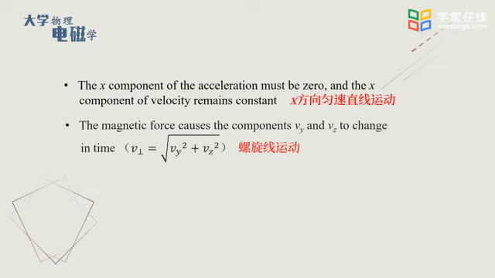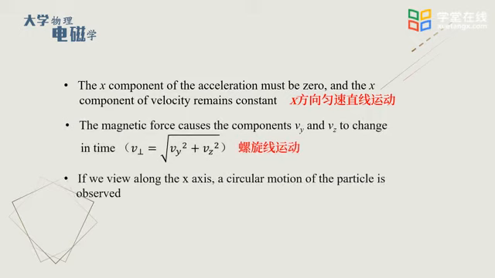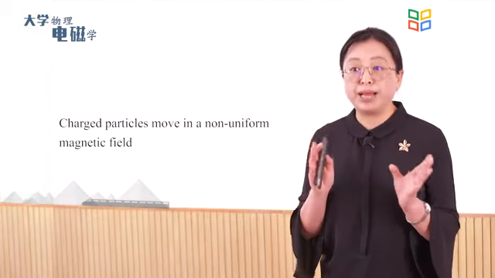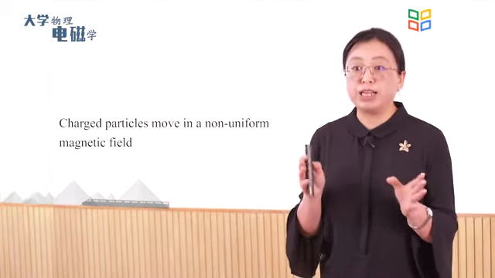However, the magnetic force causes the components Vy and Vz to change in time, and the resulting motion is a helix whose axis is parallel to the magnetic field. If we view along the x-axis, a circular motion of the particle is observed. If a charged particle moves in a non-uniform magnetic field, the motion is complex.